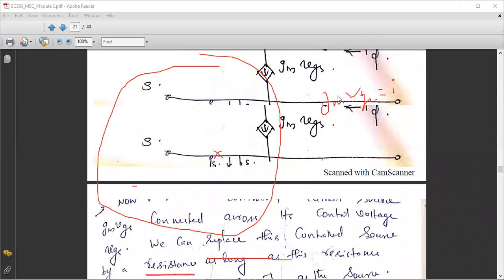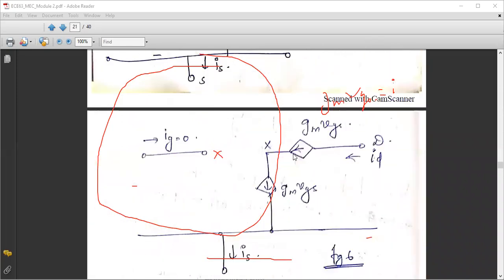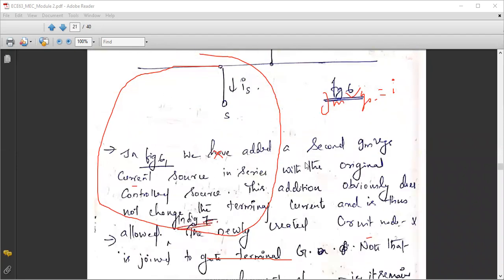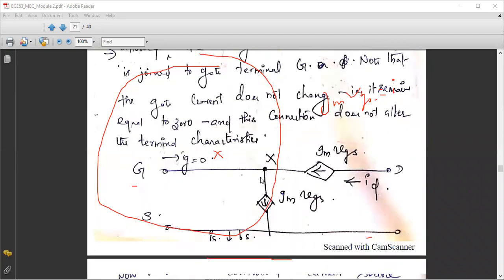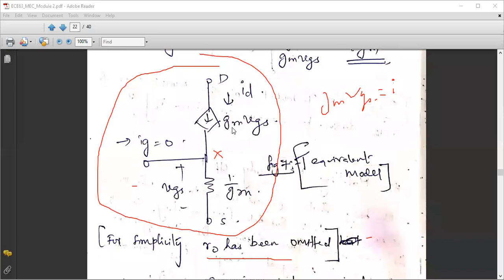Let us see. First figure is our first diagram, that is the basic small signal equivalent circuit. Next one, I have inserted one more current source. Then in the third figure, I have short circuited G and X. And in the fourth figure, I have tilted the circuit and represented one current source with a fixed resistance. Now, this is the T equivalent model where I have not considered my r0. That is, channel modulation effect is not considered.